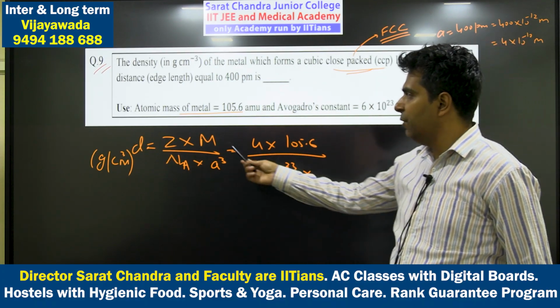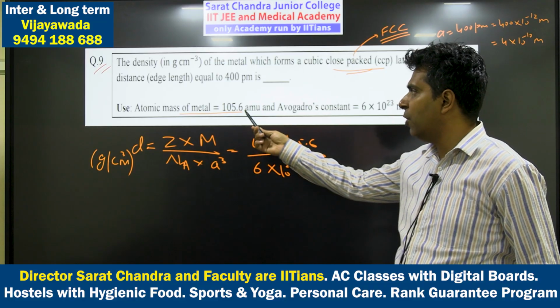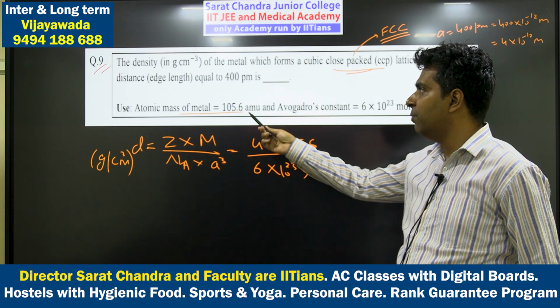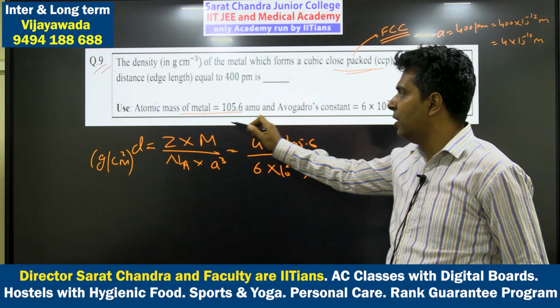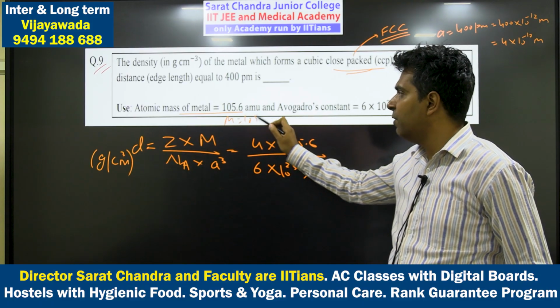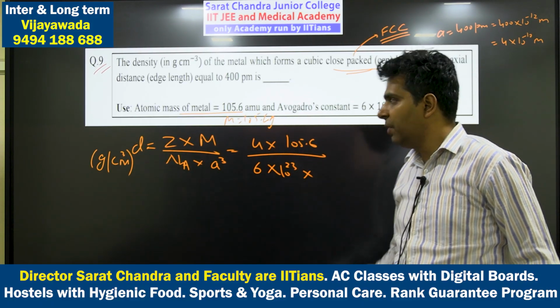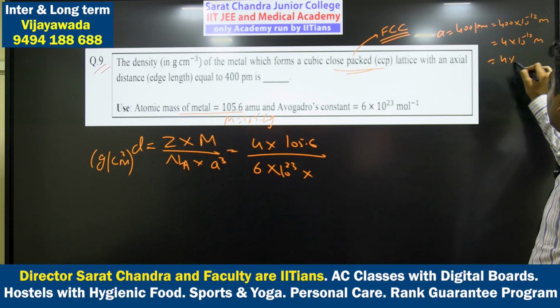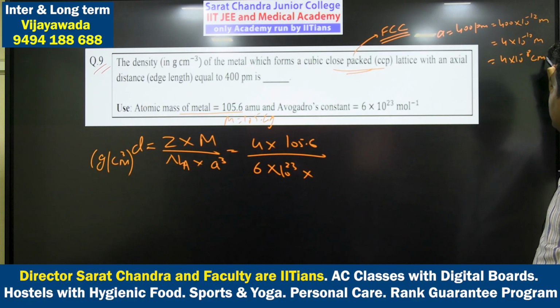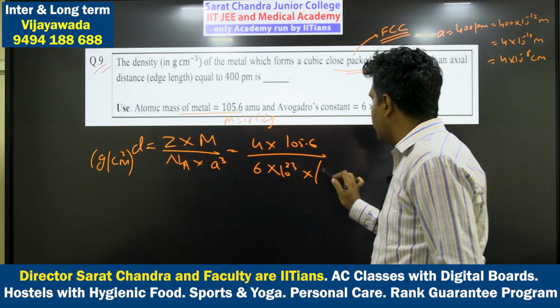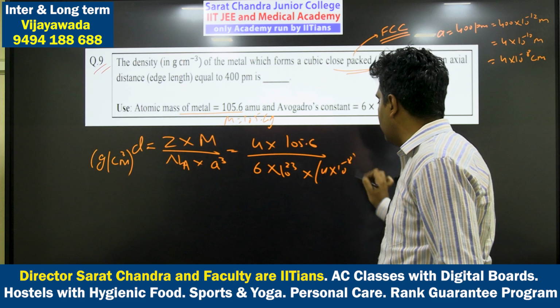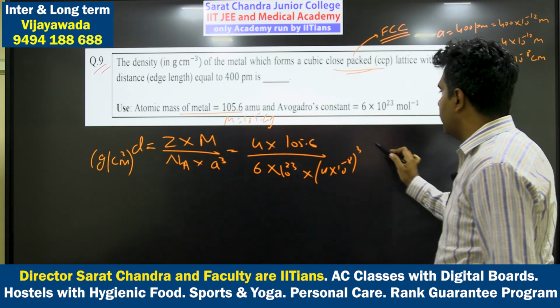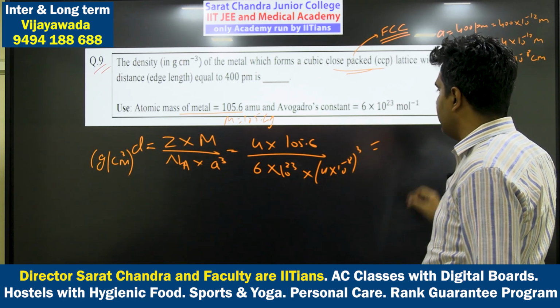Molecular weight is basically for 1 mole, that is for 1 atom it is 105.6 AMU. So molecular weight for 1 mole will be 105.6 grams. So molecular weight we are taking in grams and the edge length we have to take in centimeters. So 4 into 10 to the power minus 8 centimeters. So A cube will be 4 into 10 to the power minus 8 whole cube. So this will give me the density in grams per centimeter cube.